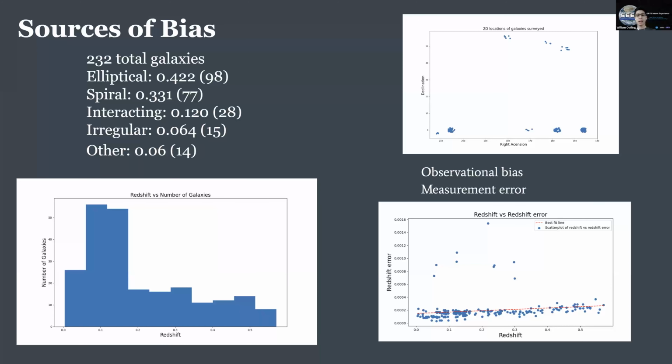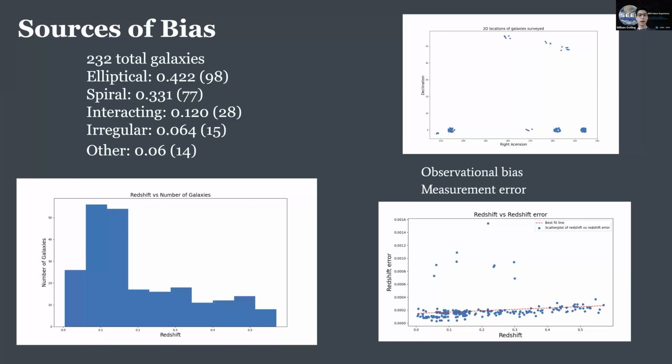We noticed that at higher redshift, there was generally a higher redshift error. This is simply because at a higher redshift, galaxies tend to be much dimmer, so their spectrum is a lot noisier, making it harder to accurately determine their redshift.